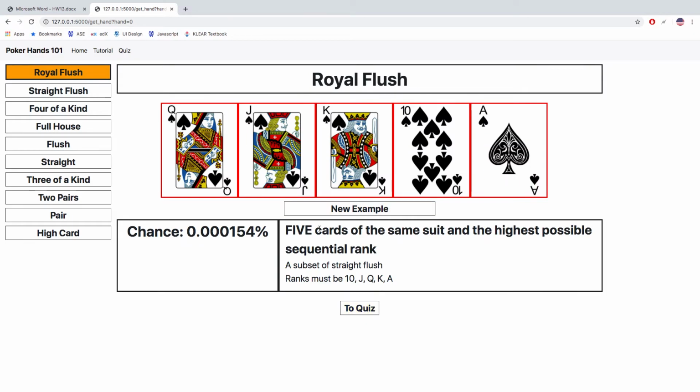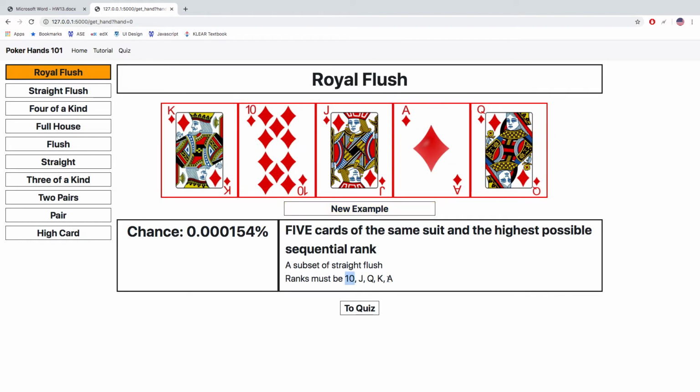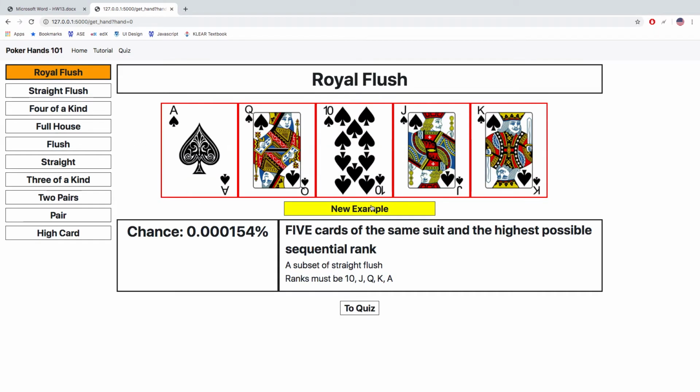Okay. 5 cards of the same suit and the highest possible sequential rank, a subset of straight flush. Ranks must be 10, Jack, Queen, King, Ace. So it's a straight and a flush. So it is a straight flush, except it has to be the highest one, I guess. Okay. Royal flush. Does that mean just Jack, Queen, King must be in there? I mean, Jack, Queen, King is in there. No, but I think you must have 10 and Ace. So yeah, it can't be just a Jack, Queen, King. You need to have all 5. Yep, they're there every time.